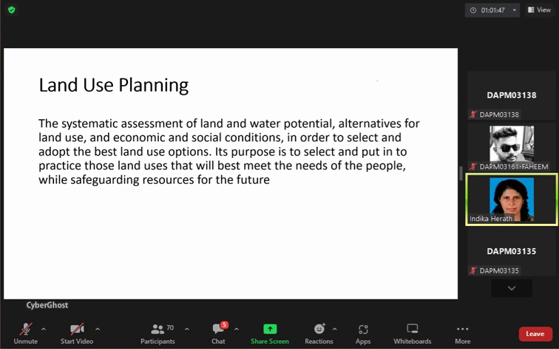That is for economic social condition. We consider the land use and economic. When you are doing land use planning, we consider economic and social conditions, in order to select and adapt the best land use option. Its purpose is to select or put into practice the land for its best use.